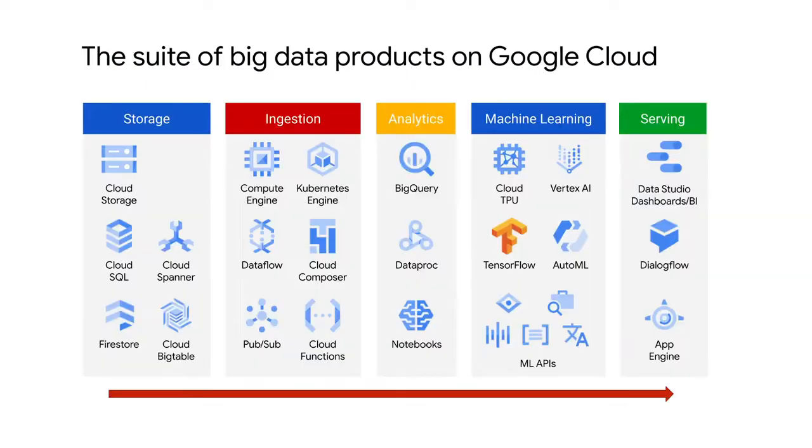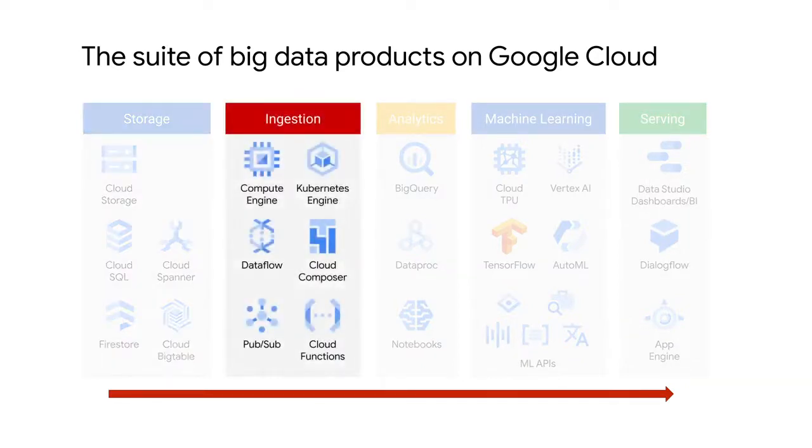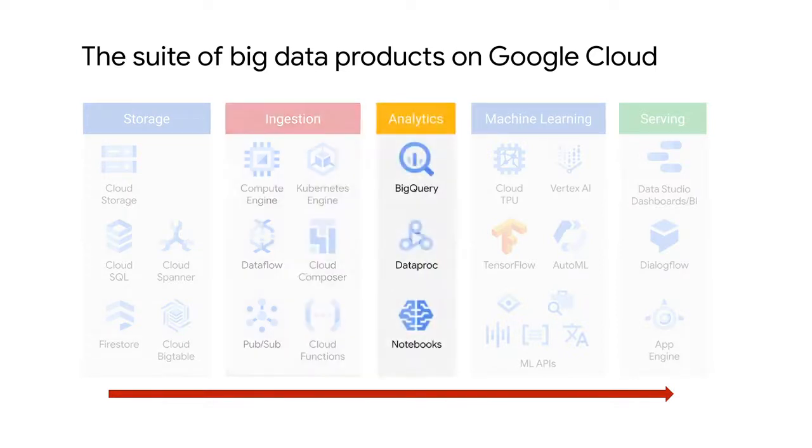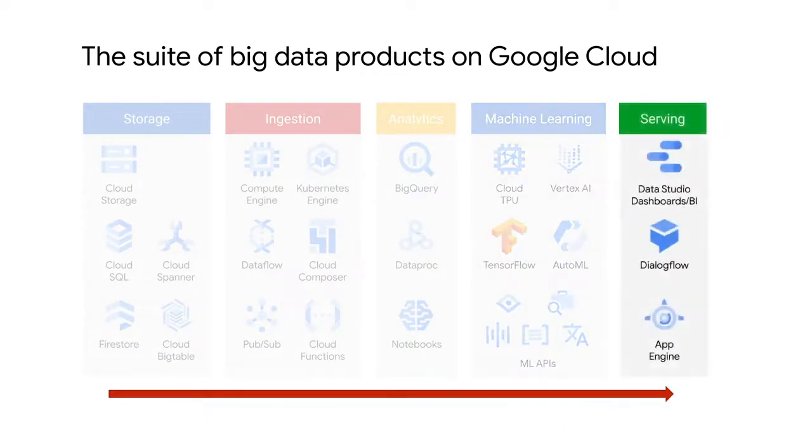Here's a complete list of big data and ML products organized by where you would likely find them in a typical data processing workload. On the left, you will see the foundation to where your raw data is stored. If your data isn't stored on GCP yet, you can ingest it using the tools that you see next. After your data is on GCP, you can analyze it using the tools in the third column and run machine learning on it with the tools in the fourth column. The last column is how you can serve out your data and ML insights to your users.